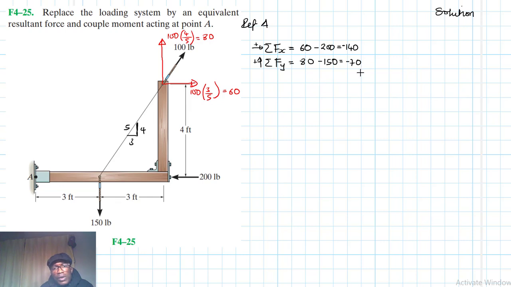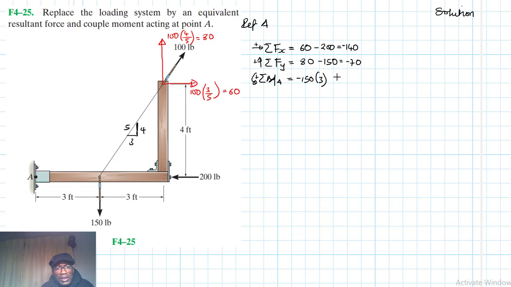Yes. Then let's take moments, summation of moments about point A, which is similar to summing up the couple moments, right? We did that in the other example. It's the same thing. So let's take moments about point A due to all these forces. So 150 will give us a negative clockwise moment, 150 by 3, the lever arm. 200 will not give us any moment because the lever arm is equal to 0.